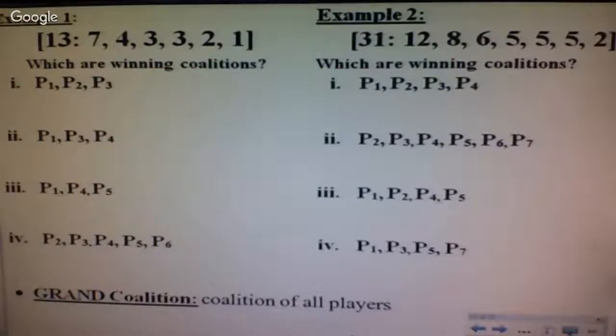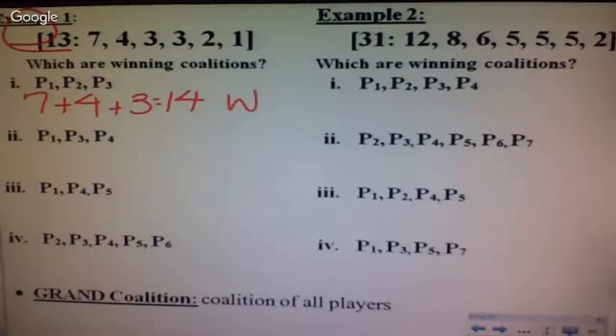So, take a look at this. In order to find winning coalitions, we need to add up the players' weights. The first one they want is to take 1, 2, and 3 and add them together. So that's a 7, a 4, and a 3. What do I get? 14. Okay. Is this equal to or greater than the quota? Yes, my quota was 13.